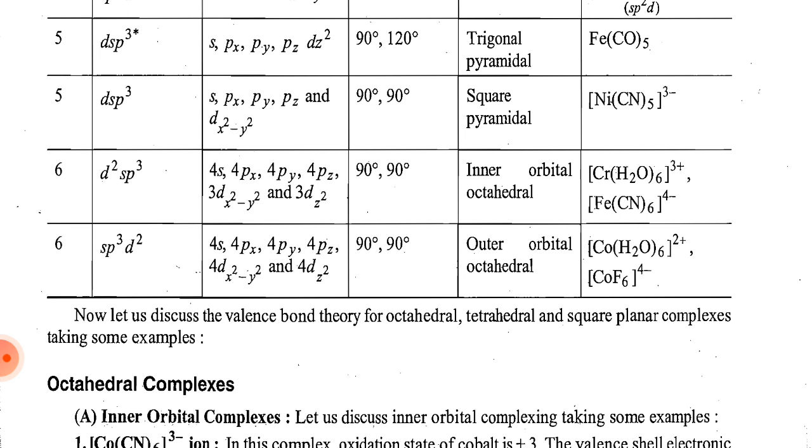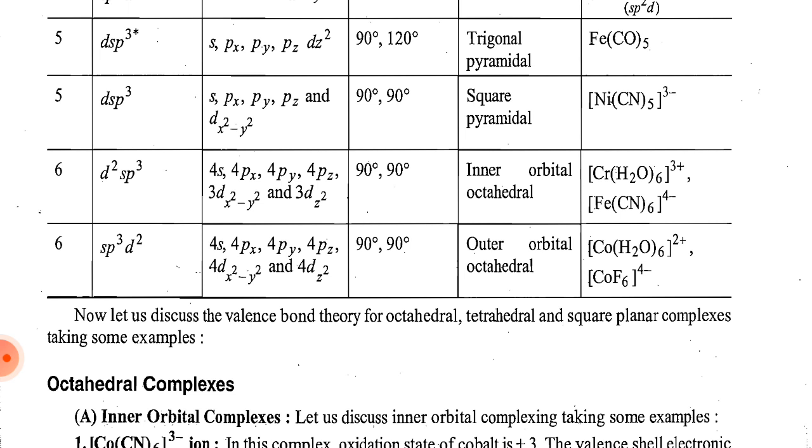Coordination number 5, dsp3. Orbitals involved are s, px, py, pz, and dx2-y2. Bond angles are 90 degrees, 90 degrees. Geometry is square pyramidal. Example is Ni(CN)5 3 minus.